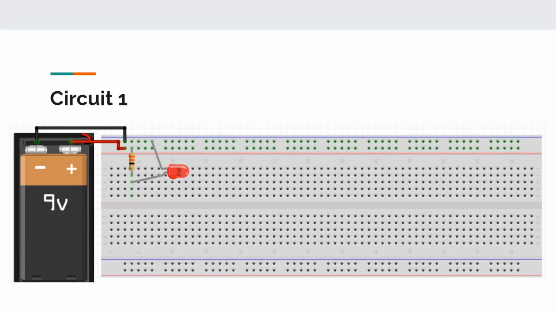Oh, I forgot to mention one thing actually. LEDs are polarized, so they only let current flow in one direction. You can't really see it here, but there's one leg that is longer. I don't remember if it's the cathode or the anode. I think it's the anode, which is the positive side, and the cathode is the negative side. So you want the side where the current's flowing through to be the longer leg. That's the positive side. If you connect it in reverse, it's not going to turn on.